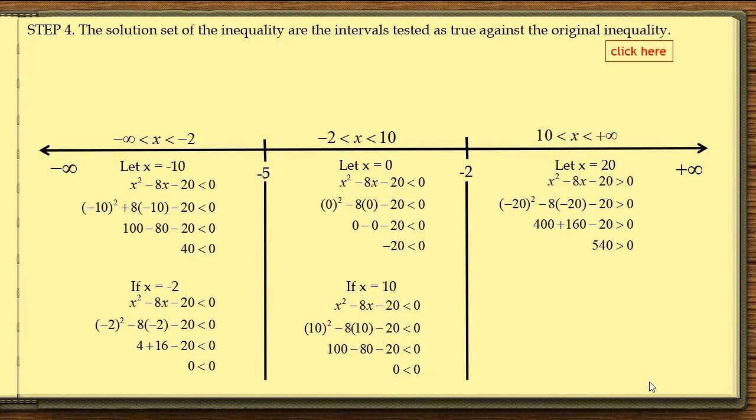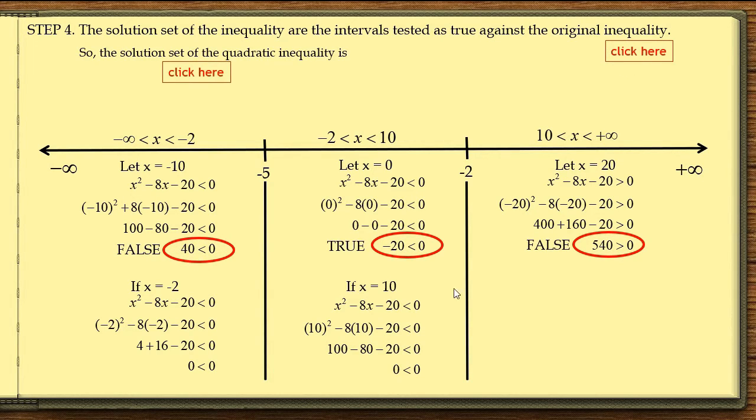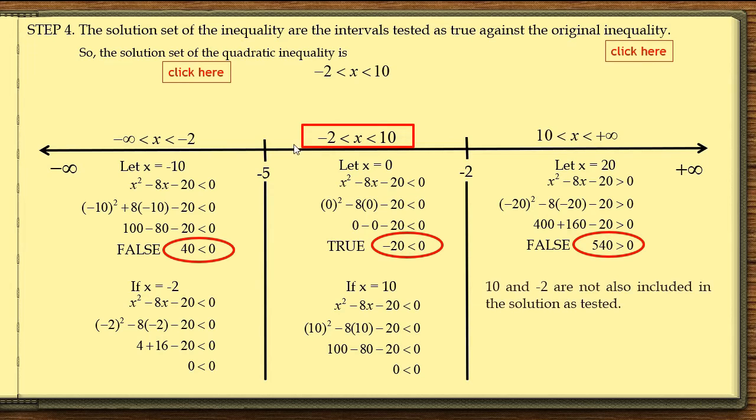In the fourth step, the solution set of the inequality is the intervals tested as true against the original inequality. So, if the value of x here was tested true, therefore, the solution set of this inequality will be in this region. X is less than -2 or greater than 10. +10 and -2 are not included in the solution since they were tested as false.